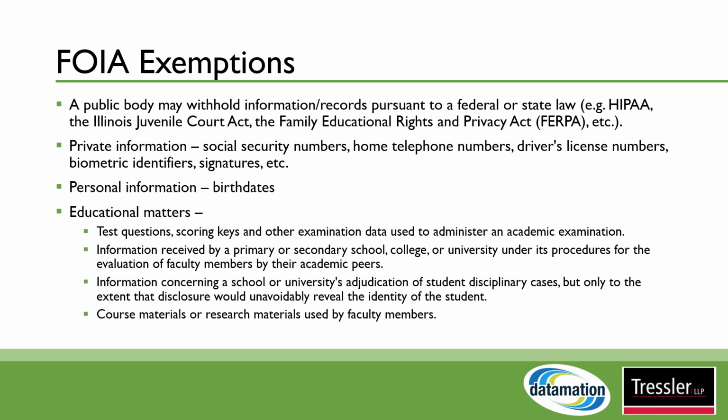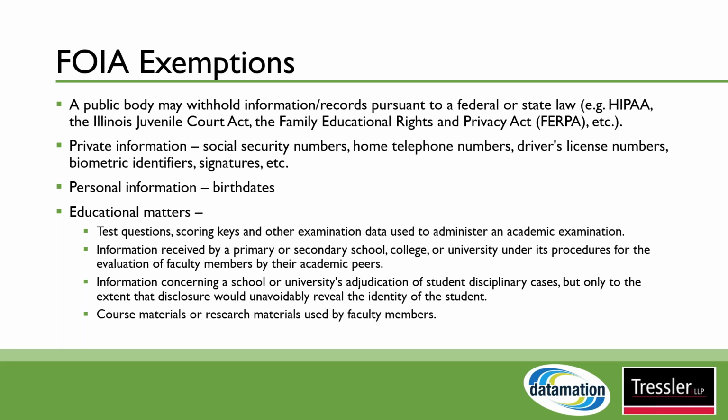So one that comes up a lot is what is private information. If there's information in a record that's private, you can redact that. Now, what is private information? Well, FOIA defines private information, or I guess gives some examples of what private information is, as social security numbers, home telephone numbers, driver's license numbers, and signatures. Now, that's just a few. That's not exhaustive. That exemption is 7.1b.